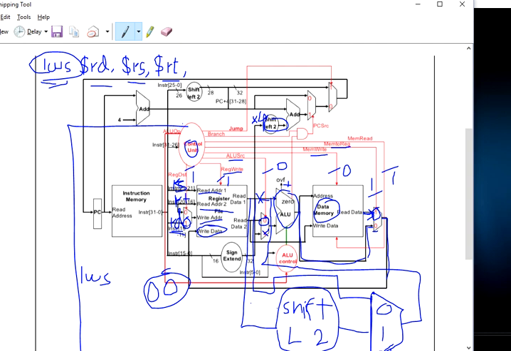And then after that, now we have these two left. We have branch and we have jump. We're not branching anything. LWS does not branch anything. So branch is going to be 0. As for jump, we're not jumping anywhere, so it's going to be 0. Okay, so this is basically the implementation of LWS.